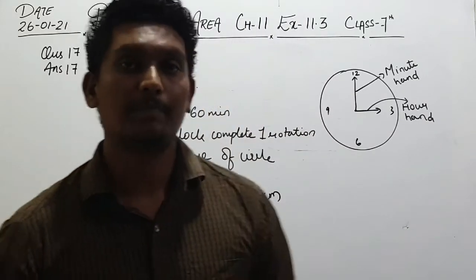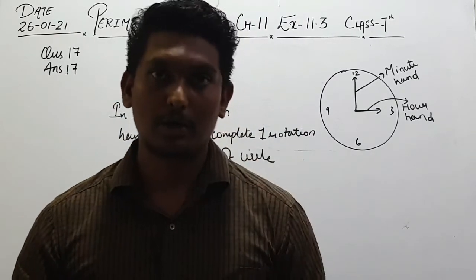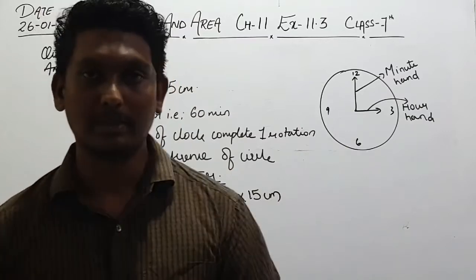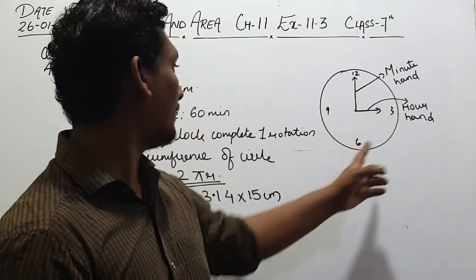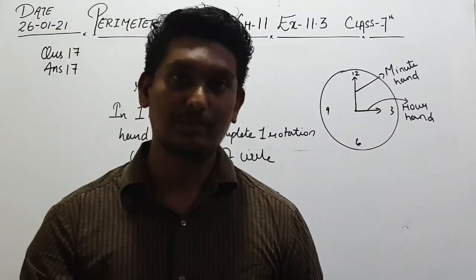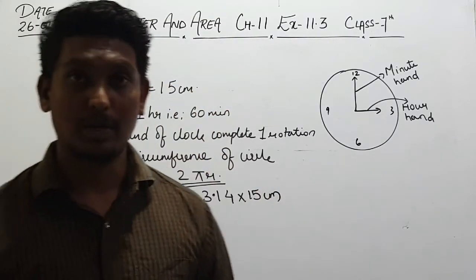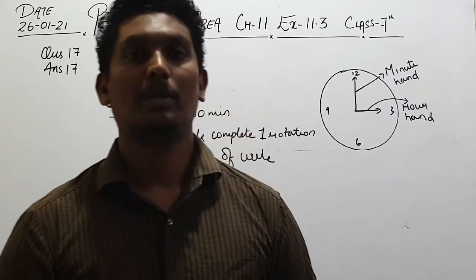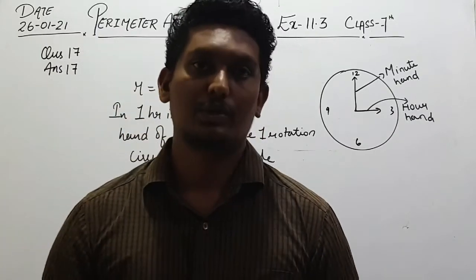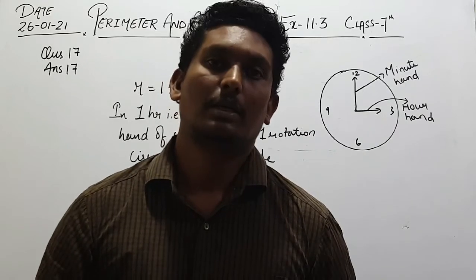Hope this question is clear to you. Just multiply and get the answer. Since we have to find one complete rotation, that's why we are finding the circumference. We are finding circumference in this question, and this is the last question of this exercise.